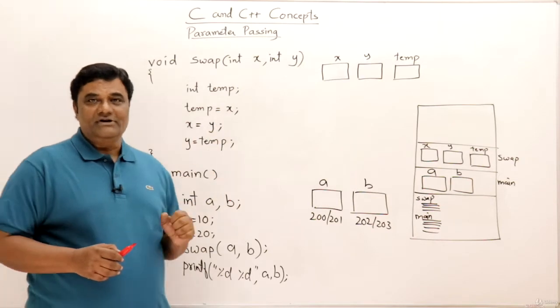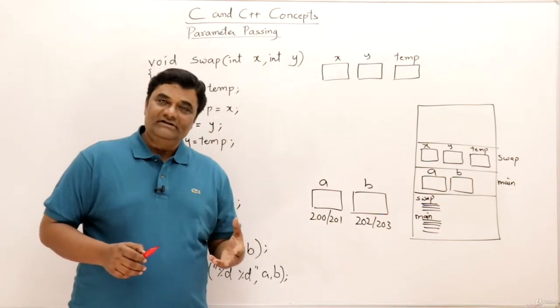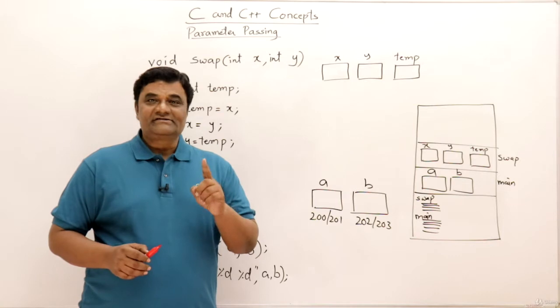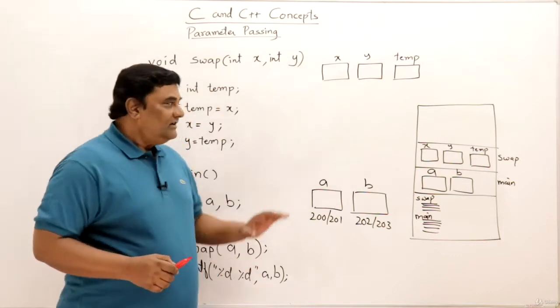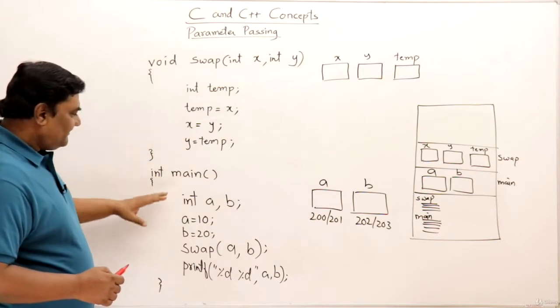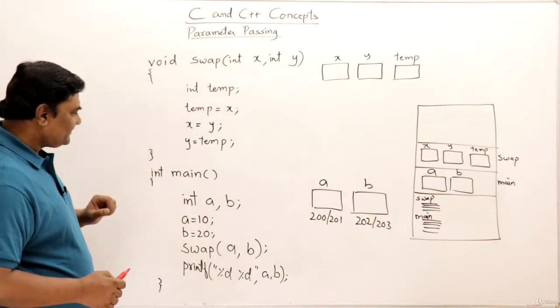I have a function for swap. So let us understand all these three methods. First is pass by value or call by value. This example is based on call by value. Let me explain the example first of all.